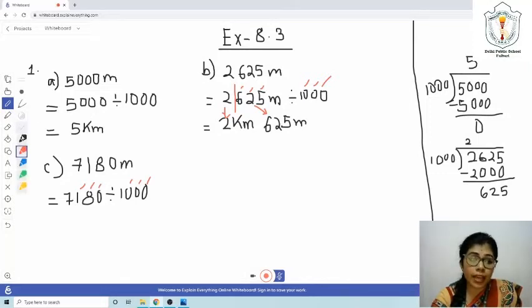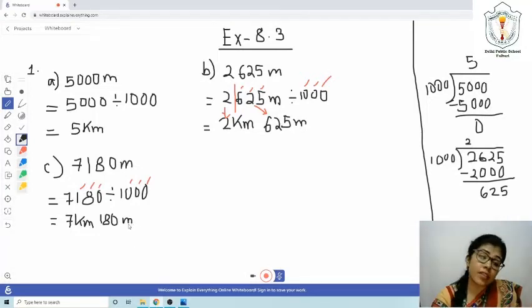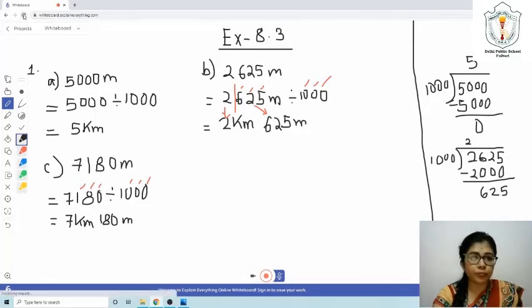7 is remaining, which means 7 kilometer, and these 3 numbers together we have to write: 180 meter. You see, children, it is very simple if you understand the concept. 3 zeros means 3 numbers, and what is remaining you write first, and the rest you write later. Like this you will have to do the rest. I hope you have understood and you can do it very well. Make sure, children, you do it in your school notebook.